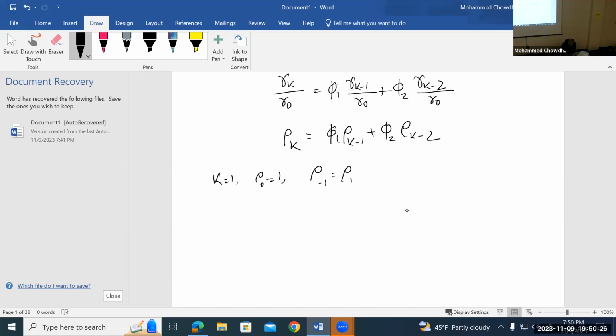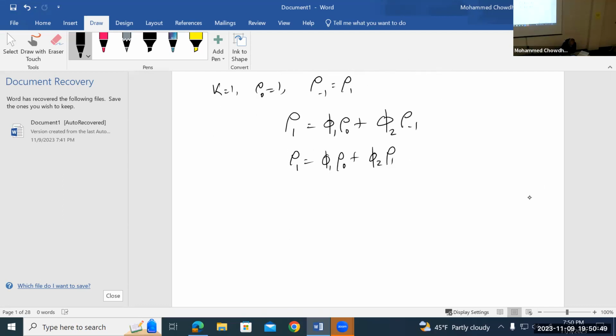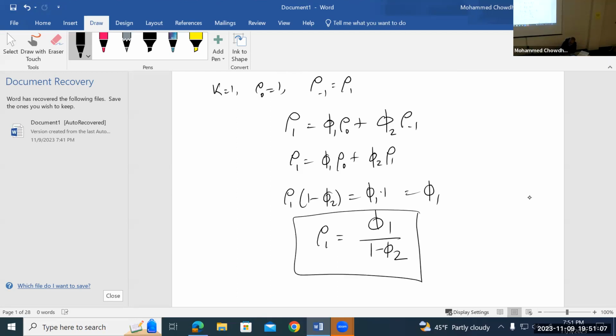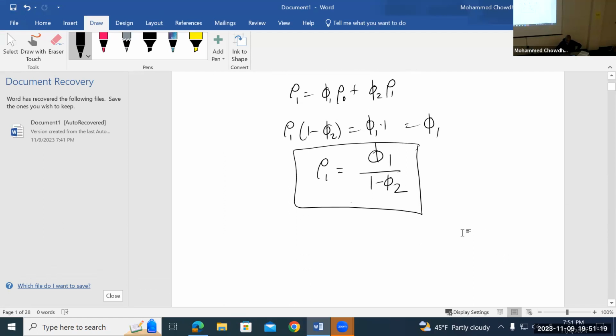Now, if we plug k equal to 1, we will get here 1 and then phi 1. And then this is equal to 0, and this is equal to minus 1. So this could be replaced as this phi 2, 1, and that one could be written as 1 minus phi 2. And then phi 1, this is equal to 1. So that means phi 1. And then from there, I can find phi 1 over 1 minus phi 2. This is the estimate that we can get for the second order autoregressive model. I can express this in terms of correlation coefficients.